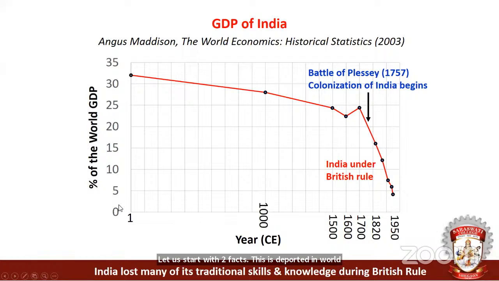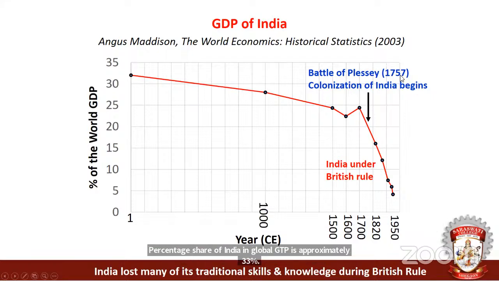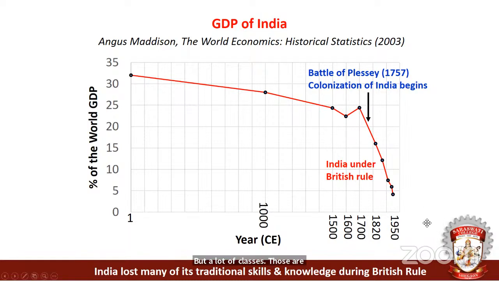This is the percentage share of India in global GDP. It's approximately 33% till 1757, the Battle of Plassey. Those who are history professors here will easily understand and interpret what I mean to say.